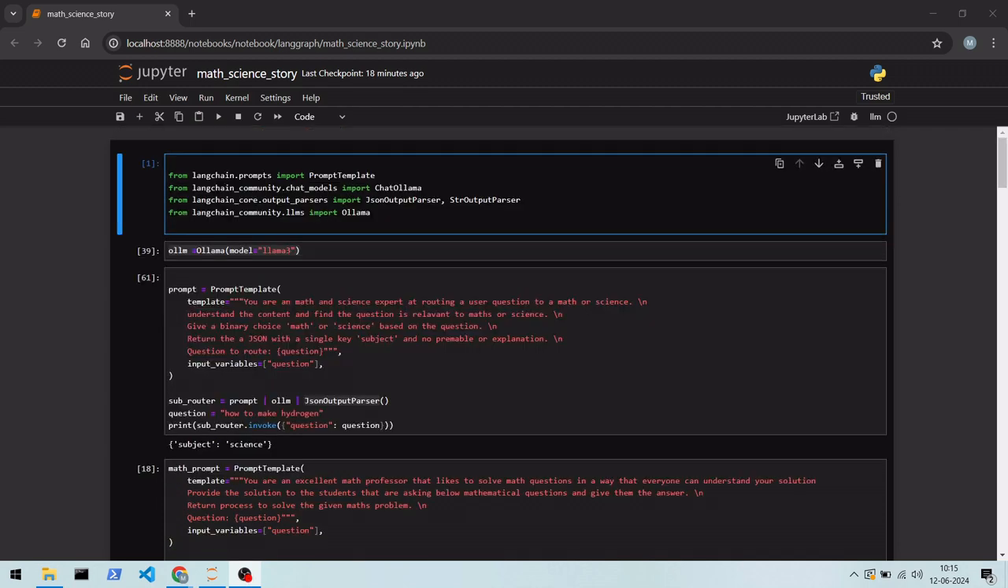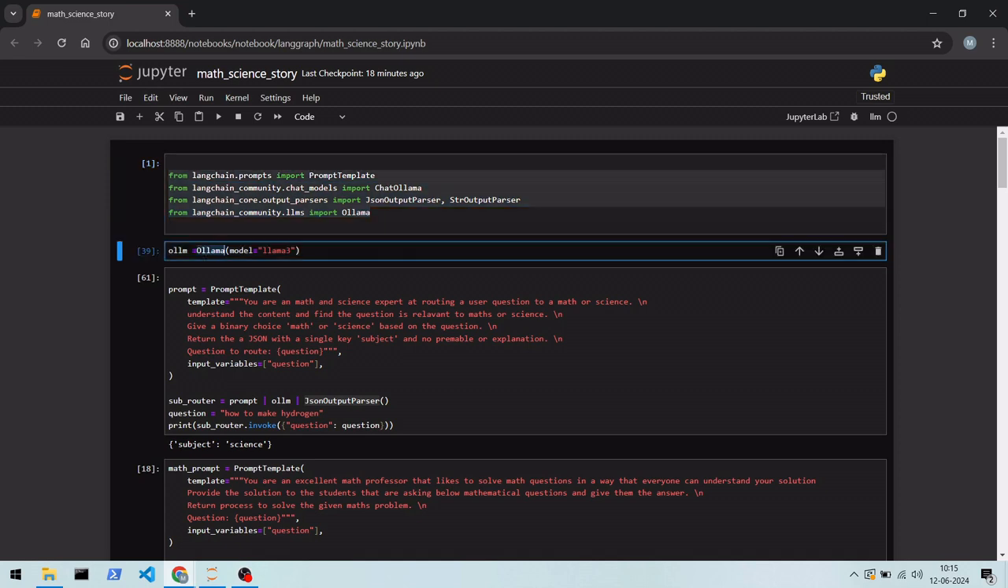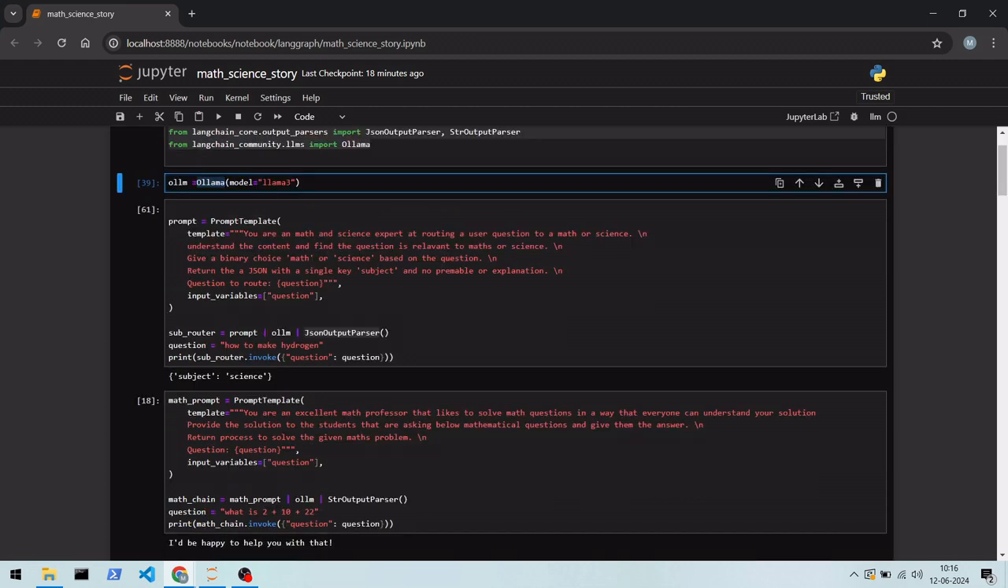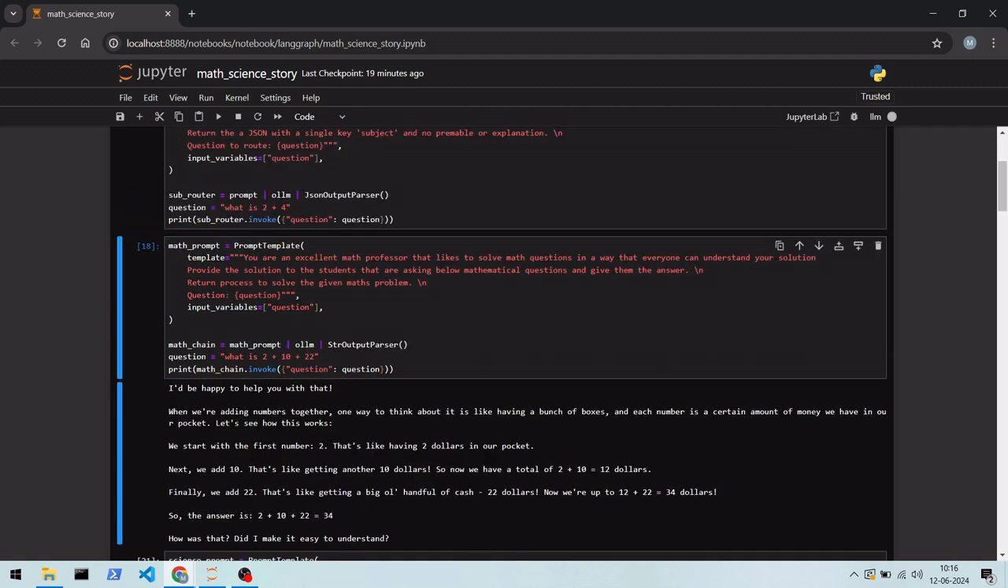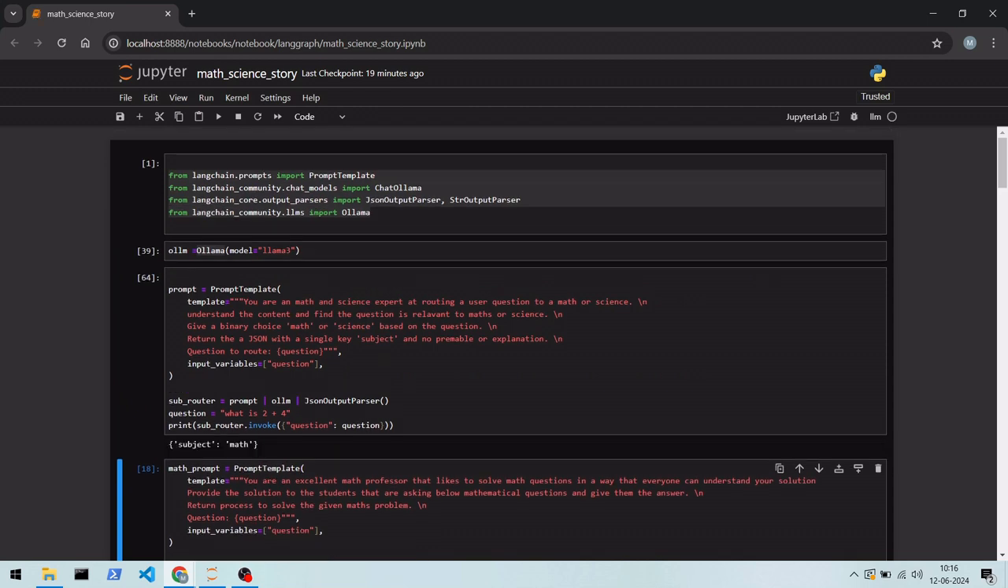We'll start with importing necessary packages, and we'll be using Ollama to load the model from local. Next one is a router chain. It classifies the question whether it is related to math or science, and it gives the response in JSON format like that. We'll try a math related one. So it finds it as math.